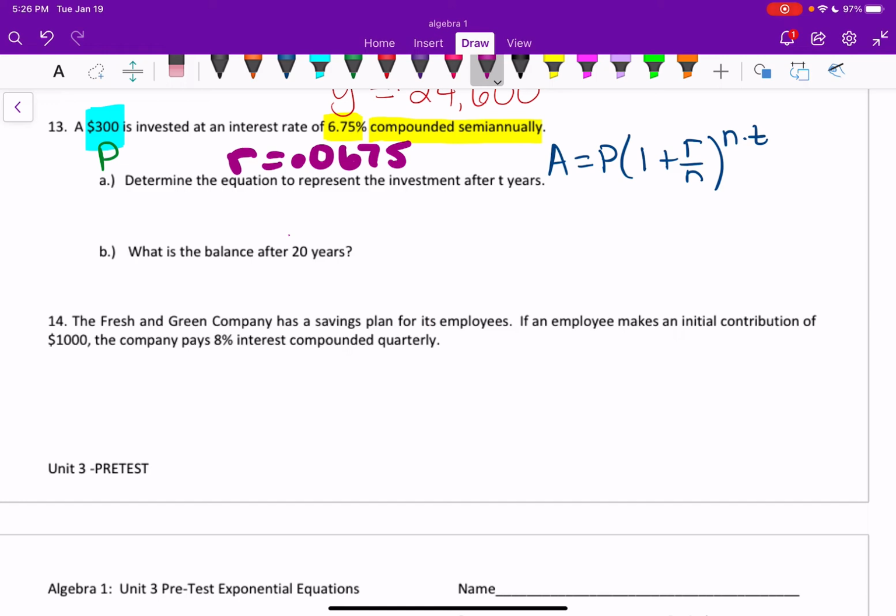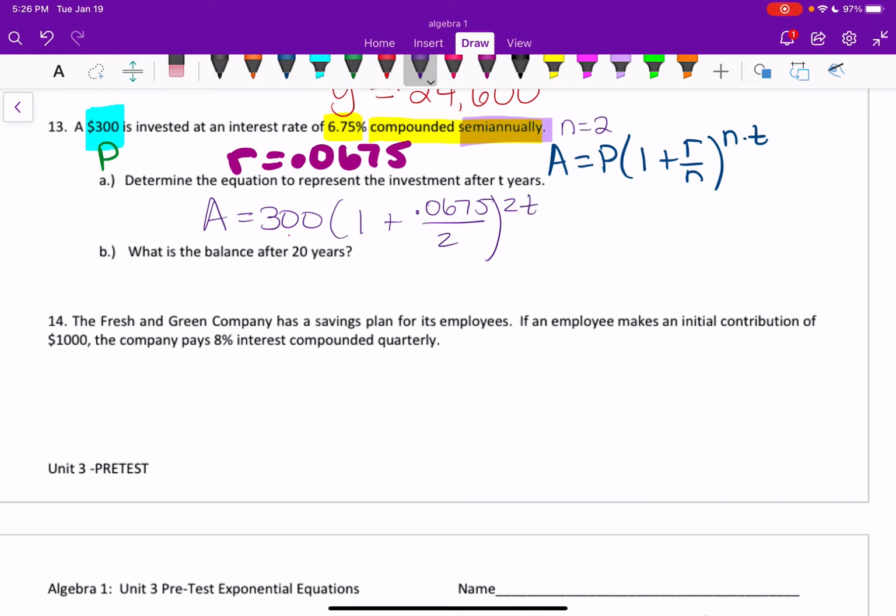Okay, and it says semi-annually, so you should have that in your notes. Semi-annually means n equals 2. Twice a year this happens. Okay, so let's fill in what we know. We don't know A. We know 300 is our original. It's 1 plus 0.0675 over 2, and then it's 2t because we don't know yet.